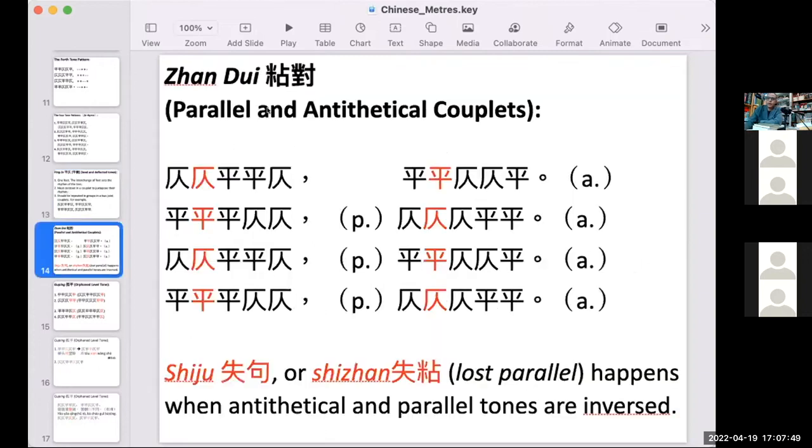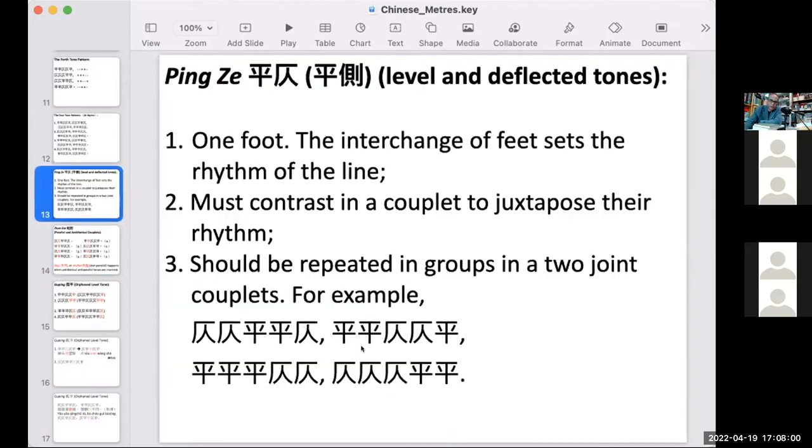There is something called jan toi. Jan meaning parallel, and toi meaning antithetical couplet. This is just what I have said just now. What I have said, this is called antithetical. The first and the second line must be antithetical, but the second line and the third line must be parallels.